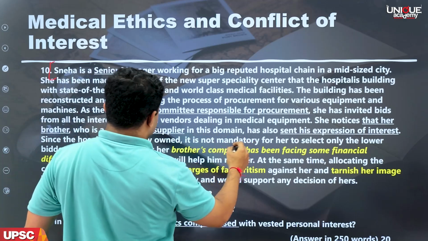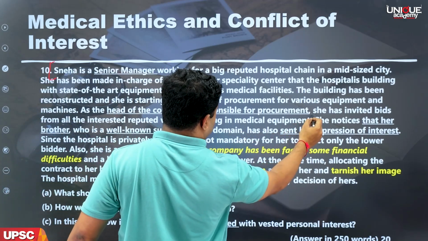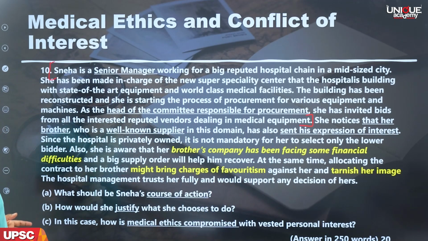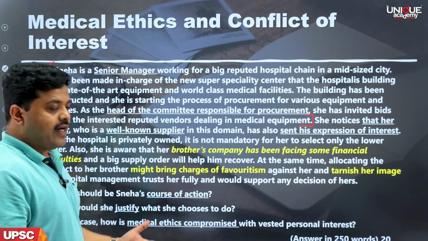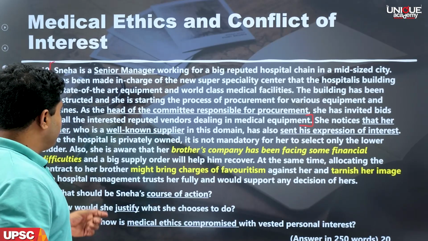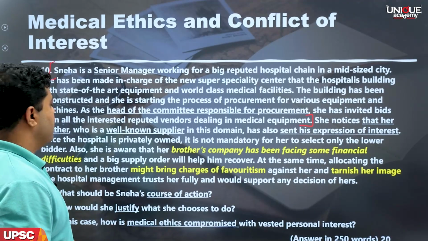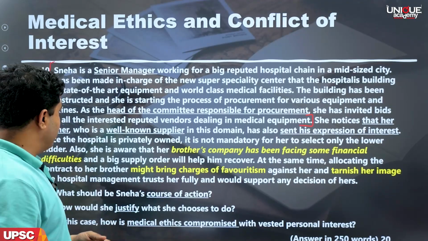Okay. She is a manager and she is also head of the committee responsible for procurement, and this procurement is just about to happen. She notices that her brother, who is a well-known supplier in this domain, has also sent his expression of interest. अब उसका brother भी उस process में है, okay, who has filed up the tender. Since the hospital is privately owned, it is not mandatory for her to select only the lower bidder. So ये कोई restriction नहीं है उसके ऊपर कि lower bidder को ही select करना है.